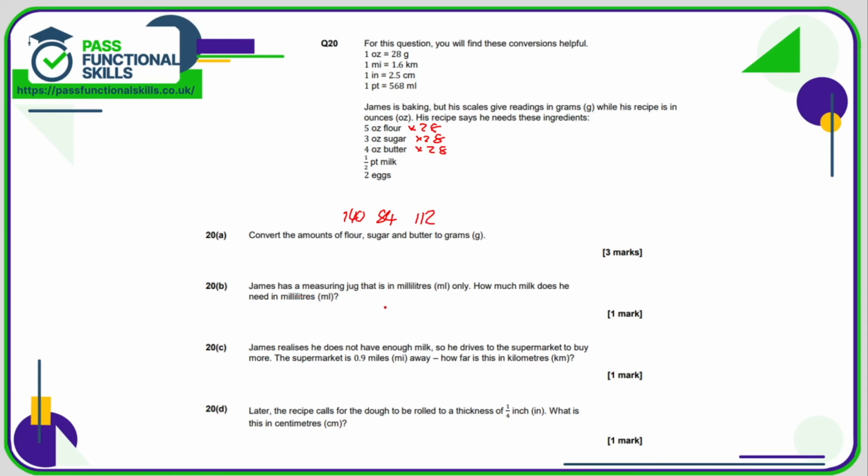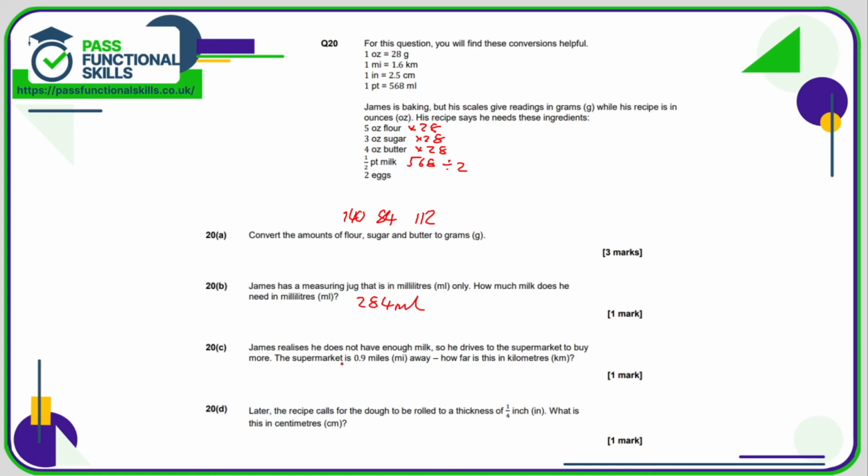James has a measuring jug that is in millilitres only, so how much milk does he need? Well, half a pint. So if 1 pint is 568, then half a pint is going to be 568 millilitres divided by 2, and that is 284 millilitres.